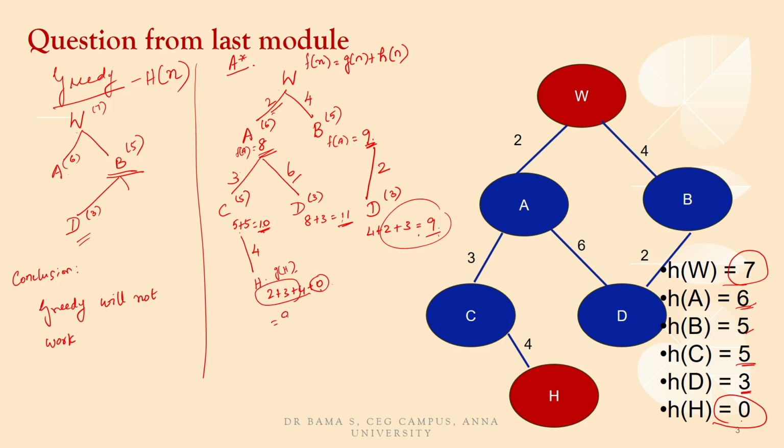So, the total cost is going to be 9, and if you see the path of A star, it is W, A, then it went to D, again it goes back to C and H. So, this is the path for A star, and the cost is going to be 9, which is optimal. This is the solution for last class.